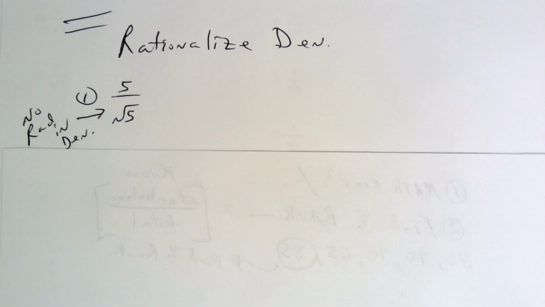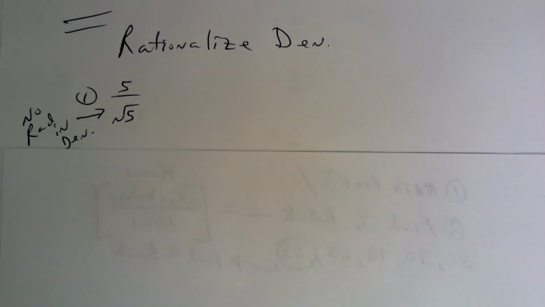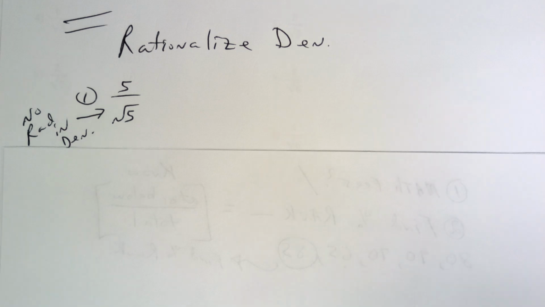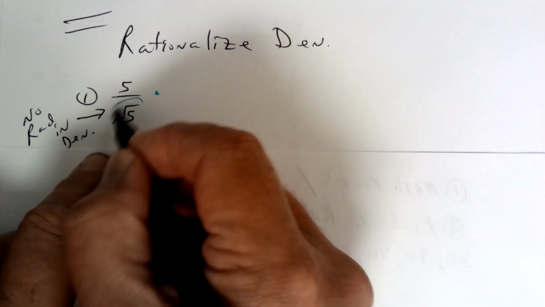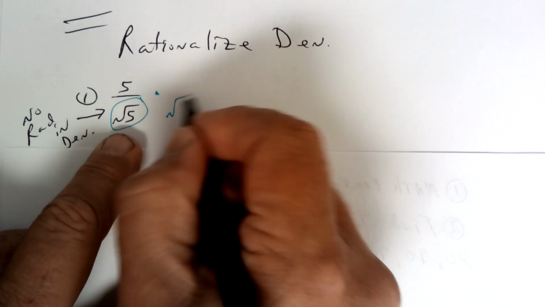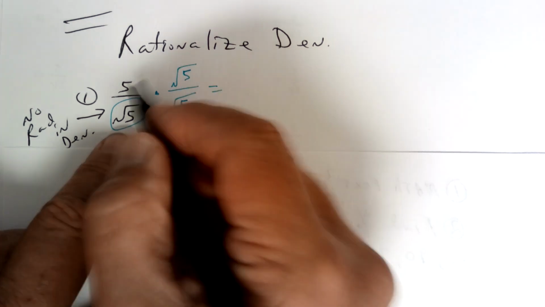Just like you can't have a negative exponent. To rationalize the denominator means you're going to multiply the top and bottom by this number here. So you're going to put the square root of 5 over the square root of 5. Now 5 times the square root of 5.